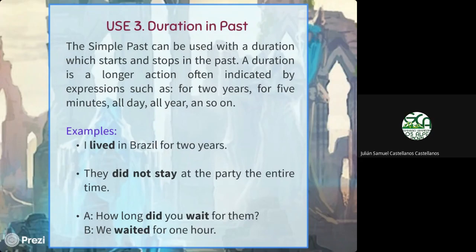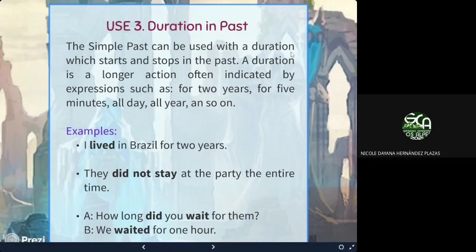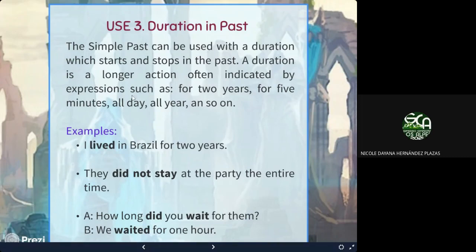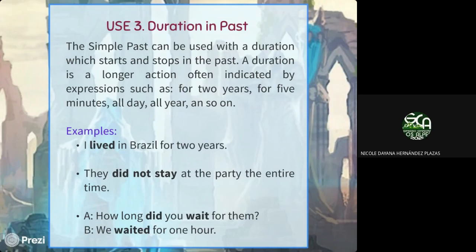The simple past can be used with a duration, which starts and stops in the past. A duration is a longer action often indicated by expressions such as for 2 years, for 5 minutes, all day, all year, and so on. Thank you. So, look at these guys. This is amazing because you are going to have expressions that are going to help you with, okay? So, you can have, for example, for, you can have all day, something like that.